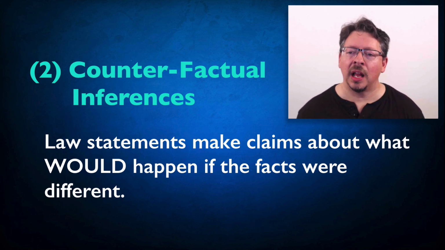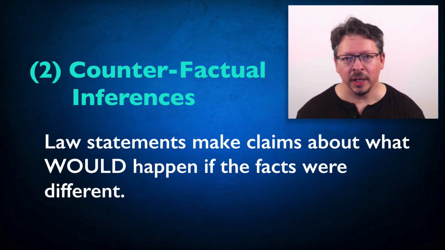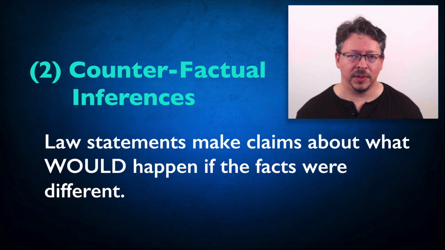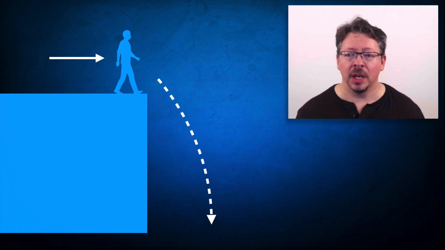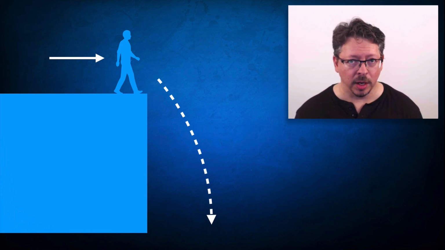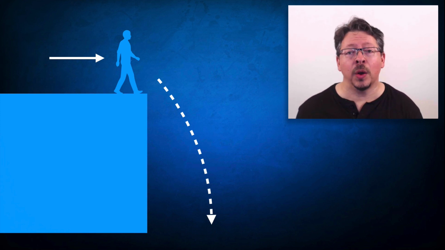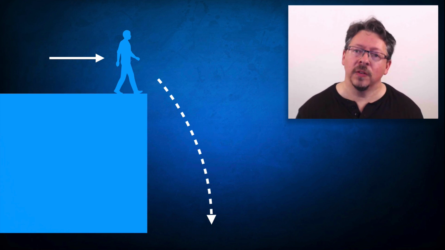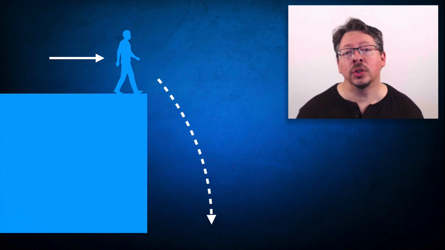Law statements allow us to make counterfactual inferences. This is just a fancy way of saying that they allow us to make claims about what would happen if the facts were different. So, for example, if I walk to the edge of a ledge and keep on walking, Newton's laws predict that I'll fall, and I'll fall with a certain trajectory. But that prediction holds even if I don't actually walk off the ledge. Let's say I stop walking. It's still true to say that if I was to keep on walking, I would fall off that ledge, and I would fall in a certain way.